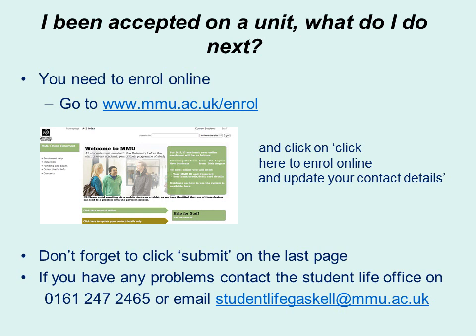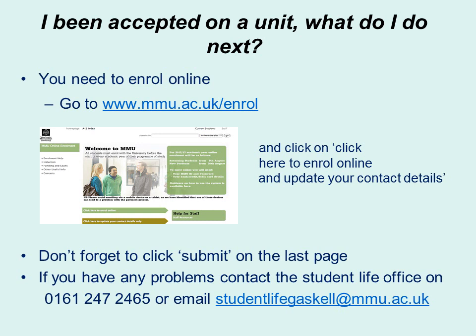Even though you've been accepted onto the unit and have had funding confirmed either via CPD Apply or self-funding, you still need to formally enrol for the unit with the university. You do this online by going to the URL address noted on screen and selecting "click here to enrol online and update your contact details." You can see a screen snapshot of this part of our website.